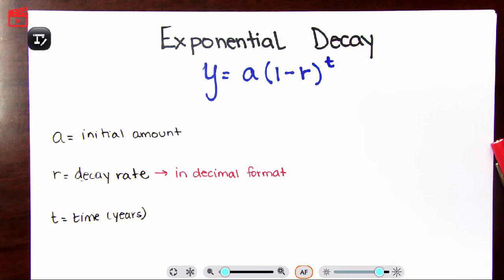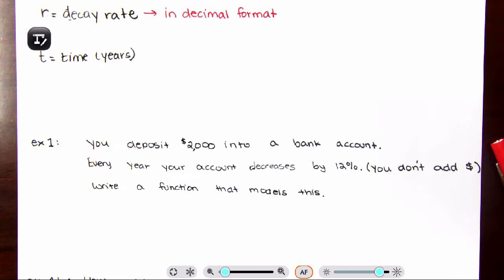All right, let's go ahead and jump into an example. So you deposit $2,000 into a bank account. Every year your account decreases by 12% and you don't add any money. Write a function that models this.